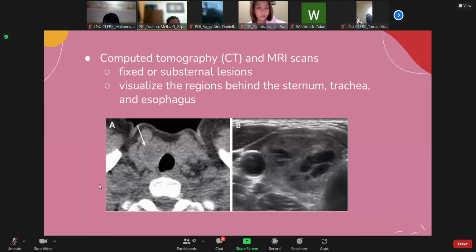Next one is computed tomography and MRI scans. These are usually unnecessary in the evaluation of thyroid tumors, except for fixed or substernal lesions, because this will visualize any involvement. Although these studies are not as effective as ultrasound in the evaluation of thyroid nodules, they are more reliable in evaluating the relationship of the thyroid lesion to adjacent neck structures. And MRI is more accurate than CT scan in distinguishing a recurrent or persistent thyroid nodule.